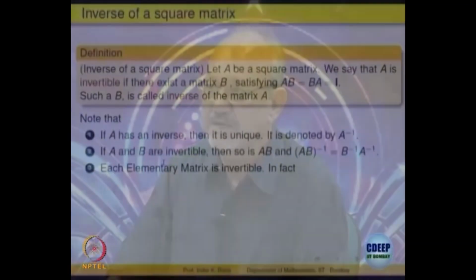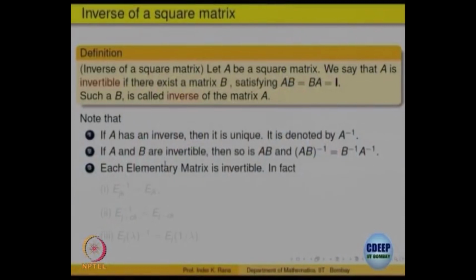Next, these are properties of invertible matrices. If A and B are invertible matrices and you are able to multiply them, that means they are of the same order, then A into B is also invertible. The product of invertible matrices is again invertible, and the inverse of the product is the product of the inverses: (AB) inverse is B inverse A inverse, with the order interchanged. That helps you to compute inverses of products for invertible matrices. This also you should verify.